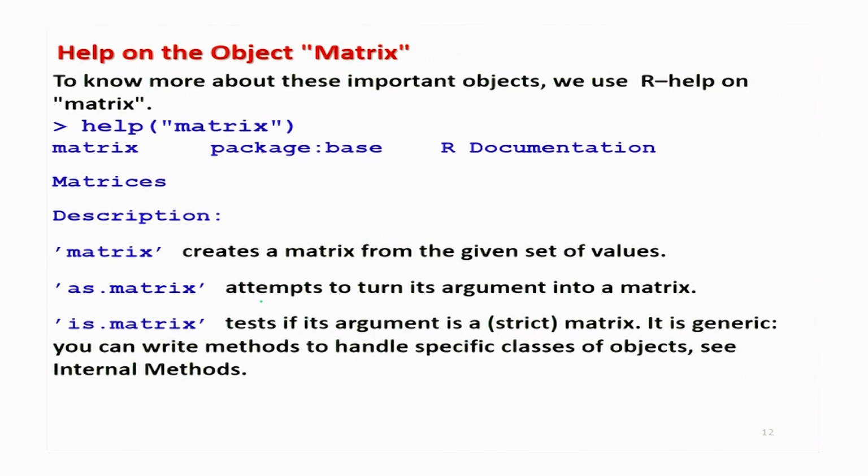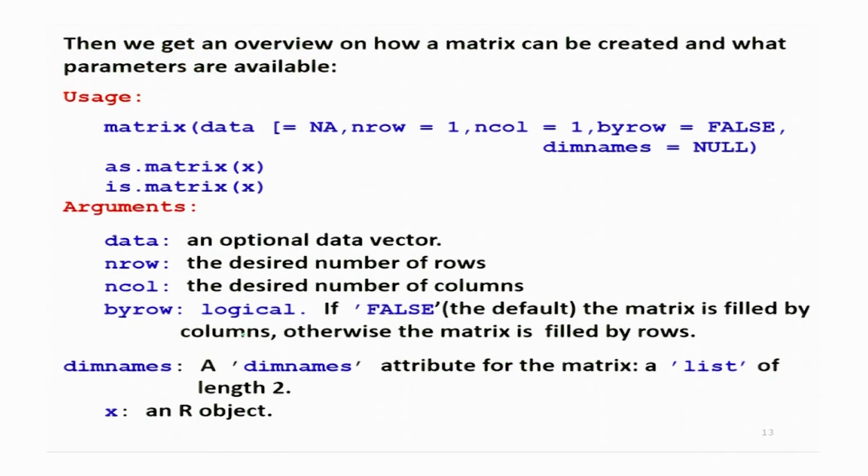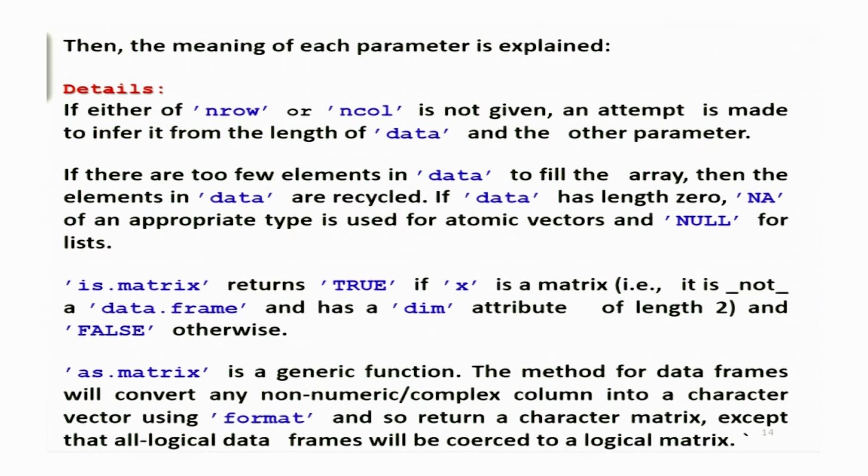Now, in this matrix there are many other options available for how you can handle it. I will not go into all the details, but I request you to look into the help for matrix. Try to type help and within double quotes type matrix. It will give you the description, then the usage, then the details about different arguments, dimnames, and after that this type of detail. I have simply taken it from the help available in R. I will not detail it here, because now you know all the things.